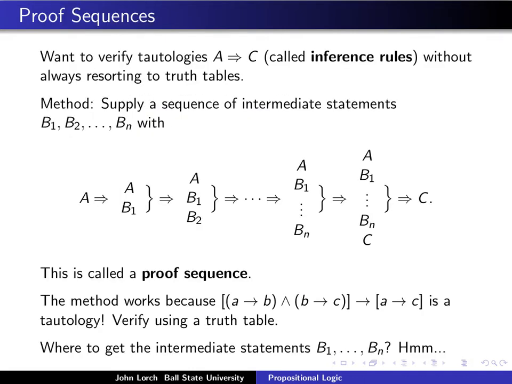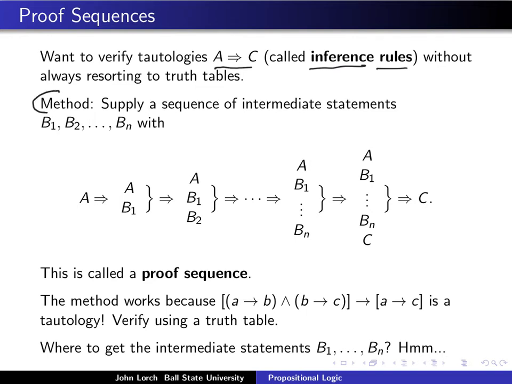So early on in this video, we talked about our desire to rid ourselves, at least partially, of truth tables because they can become unwieldy. And now I'd like to return to that idea. So we begin with looking at tautologies of the form if A, then C, which are called inference rules, by the way. And we want to be able to verify such things without resorting to truth tables.